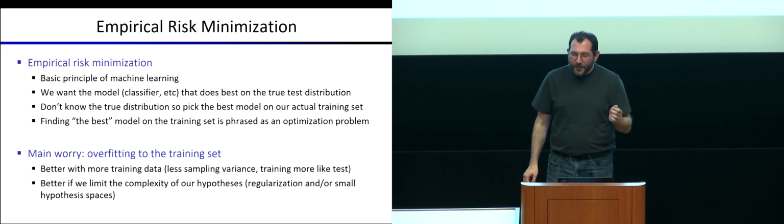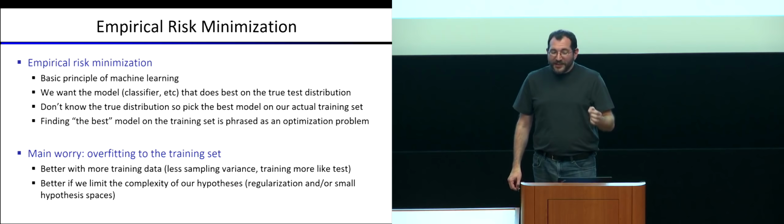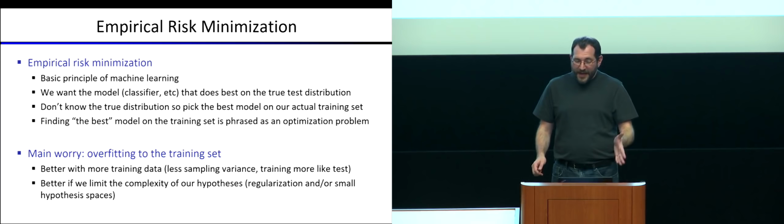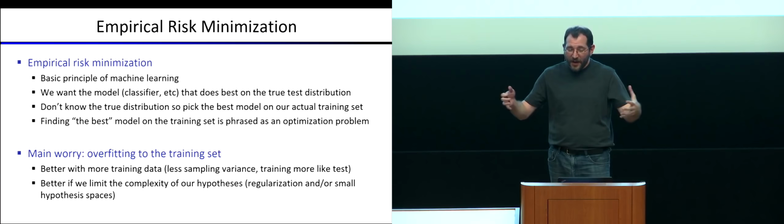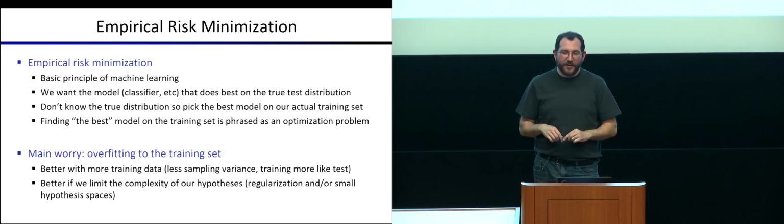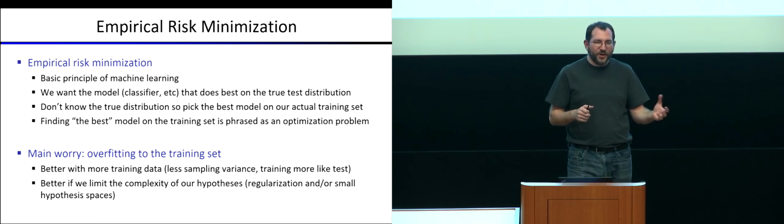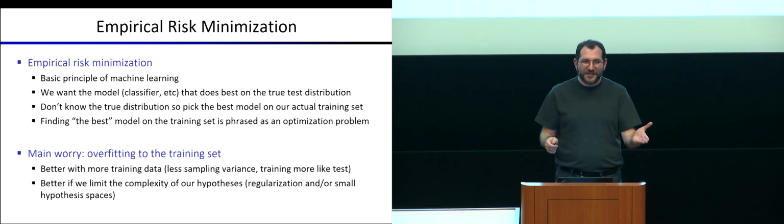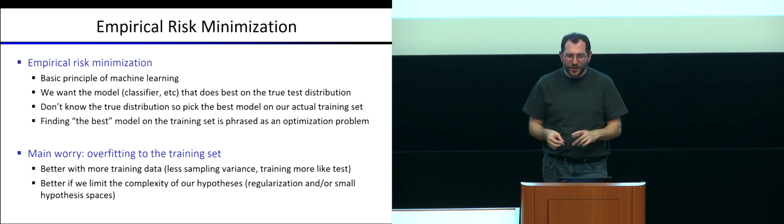The principle of empirical risk minimization goes something like this. We would like to find the model, classifier, whatever, that does the best, whatever the best means, on our true test distribution. So maybe we would like to get the naive Bayes spam classifier which is most accurate at finding spam in real people's inboxes today. We don't actually know that true distribution. We don't know what it's going to see at test time, in the same way that when you go to your final exam, you don't know what questions you're going to get or what distribution they're going to be drawn from. So how do you make progress?